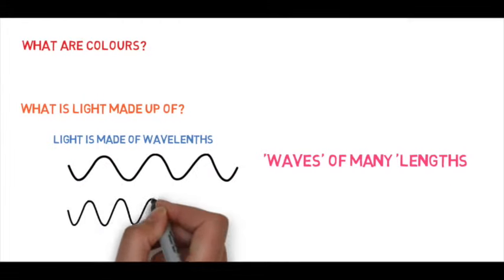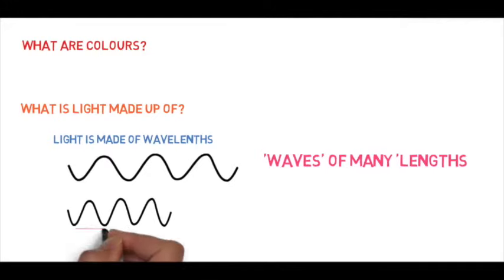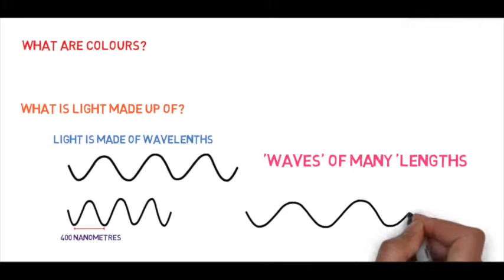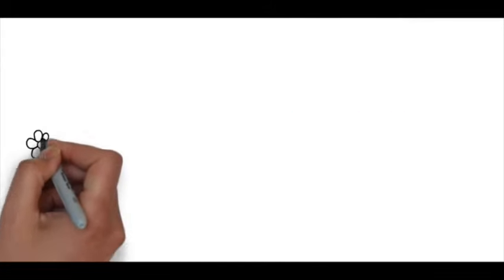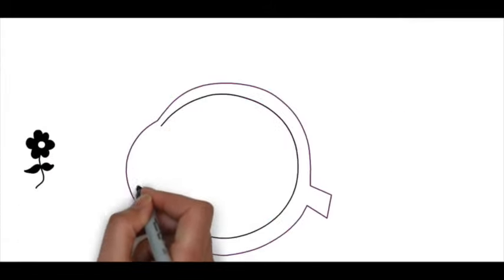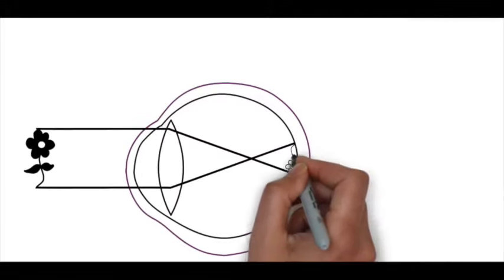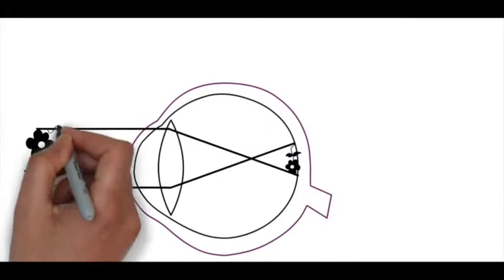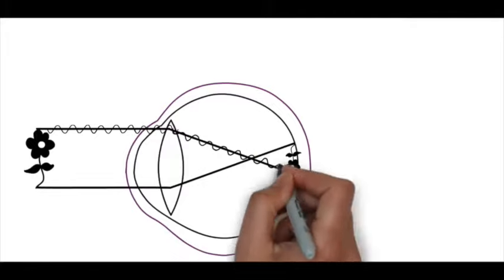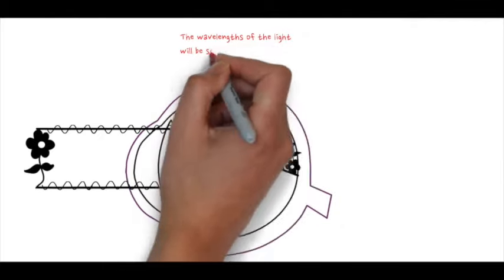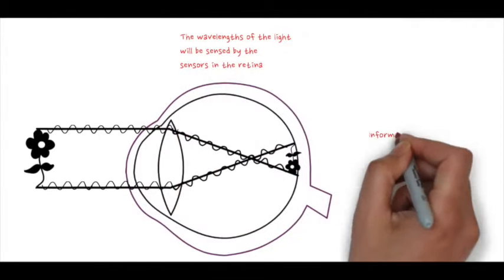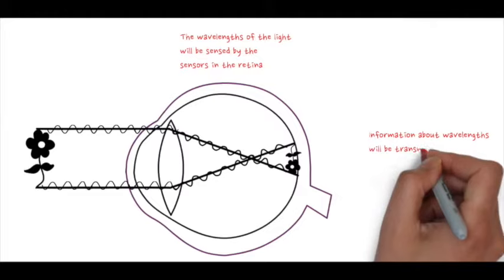For instance, a wavelength may be small, of only 400 nanometers. Or it may be big, of 665 nanometers. So what happens? Say a flower is again in front of your eye. The light rays coming from the flower form an image on the retina of the eye. These light rays are in actual made up of wavelengths. When the light rays fall on the retina, this information about the wavelengths is sensed by the retina and transmitted to the brain.